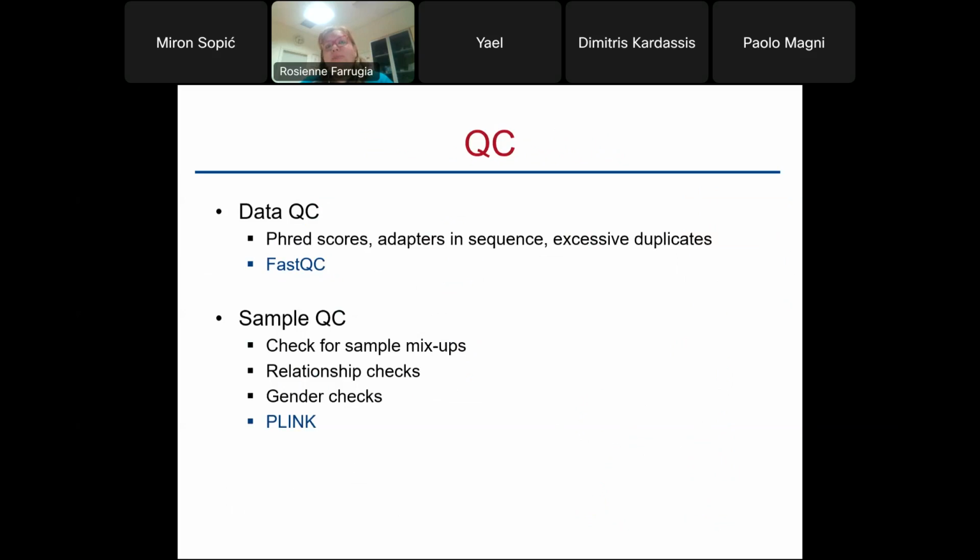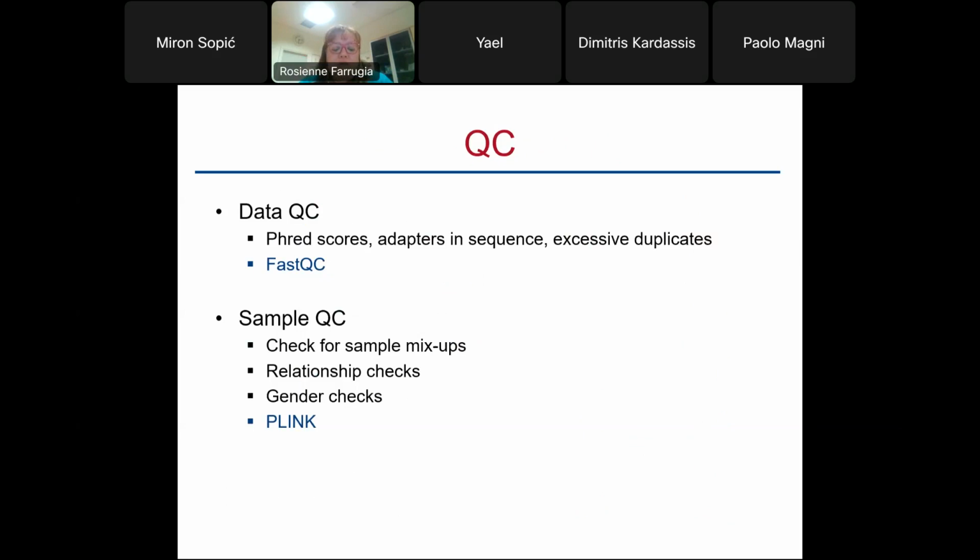And there are different types of QC. There's the Phred scores, looking for adapters in sequencing, reducing for excessive duplicates. So this is QC of the data. How good is my data? And typically we use FastQC to check how good is our data.